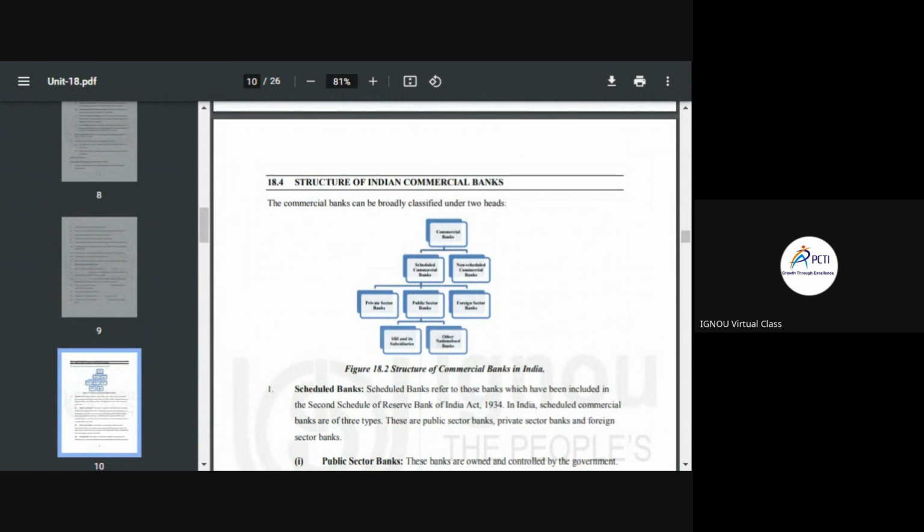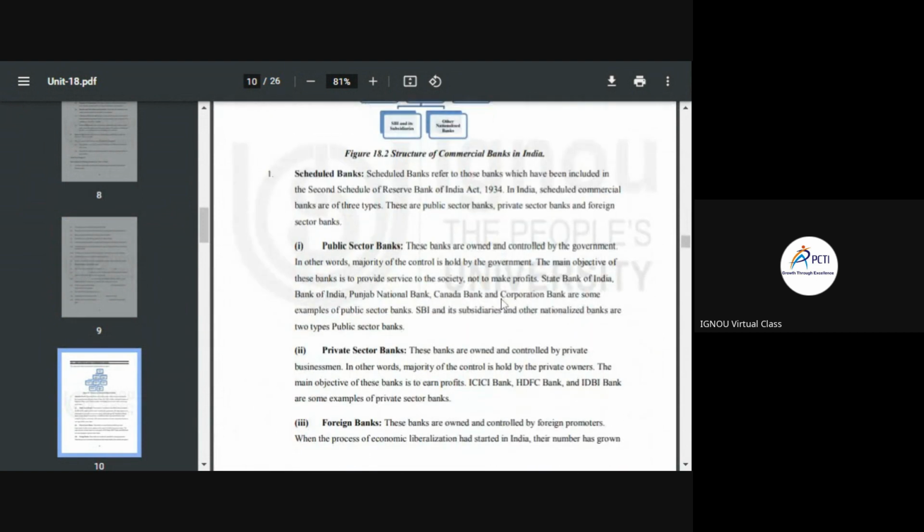Now we have the topic of structure of Indian commercial banks. Indian commercial banks consist of scheduled banks.